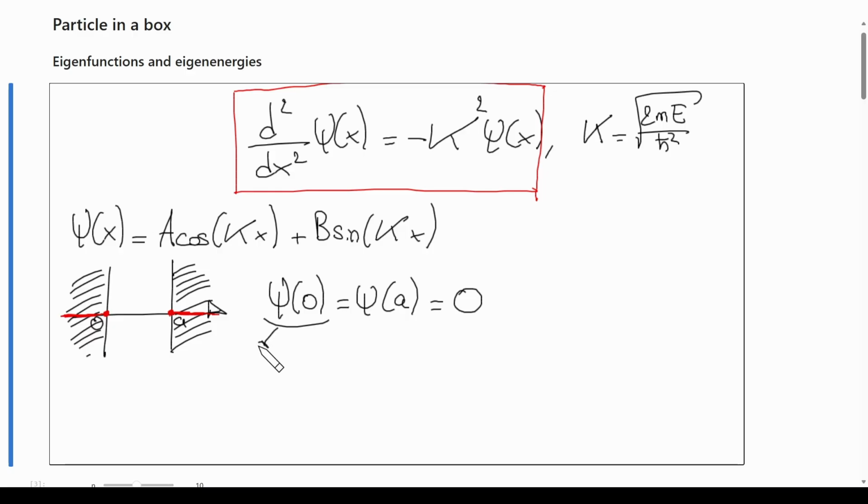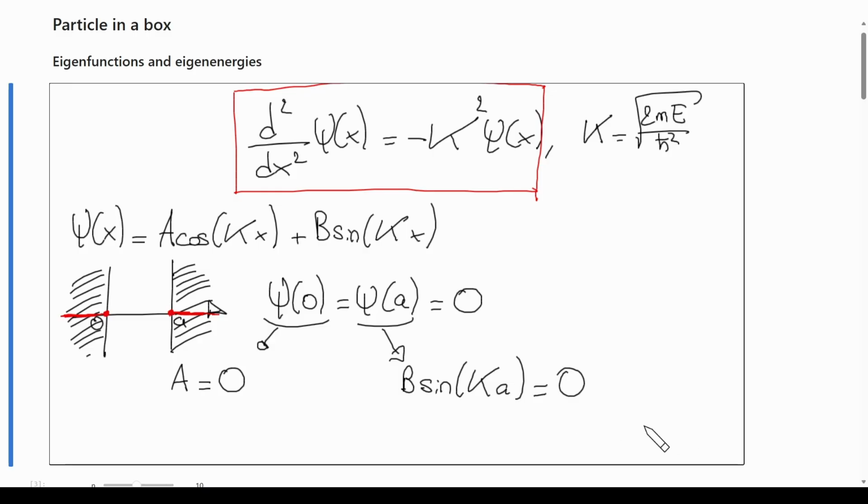Let's see what it gives on the left boundary. It gives us A times cosine of 0, so 1, plus B times sine of 0, so 0. So A equals 0. Now, for the right boundary, we know that A is 0, so we don't have to write it, plus B sine kappa a is equal to 0.